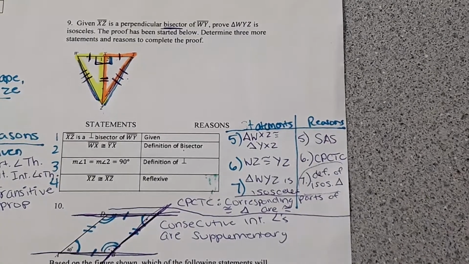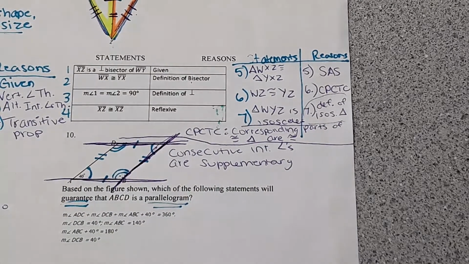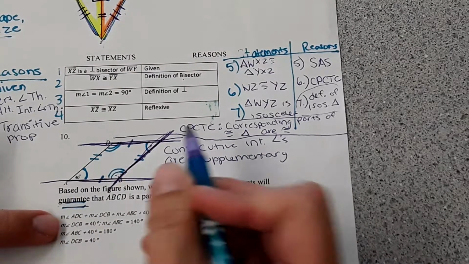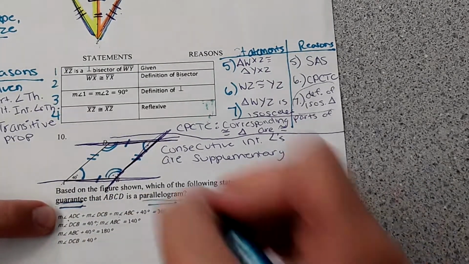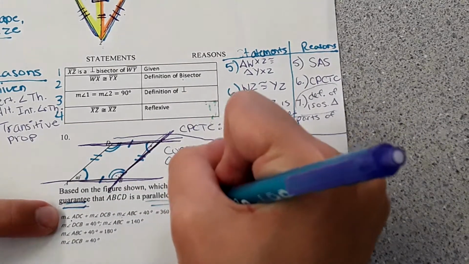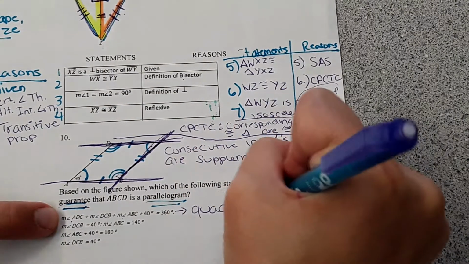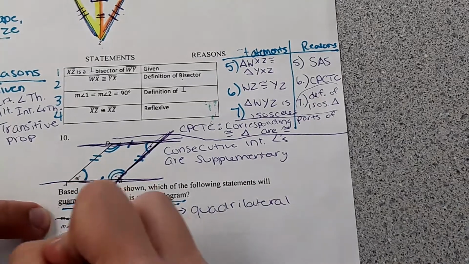And the last one. I already talked about the properties of parallelograms, so now we're just going to go through the answer choices and see which one guarantees that this is a parallelogram. So the first one says that all the angles add up to 360. That is accurate, however, it doesn't guarantee it's a parallelogram. That would guarantee it's a quadrilateral, but not specifically a parallelogram. So nope to that one.